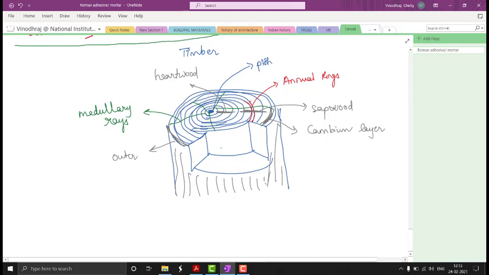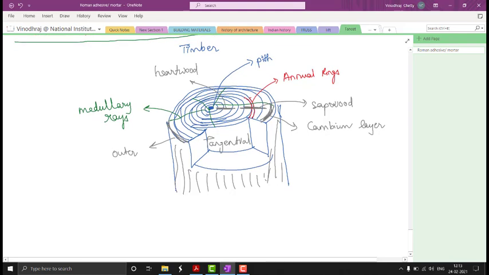So this section of the tree is known as tangential section. And this is a cross section. You might have seen this diagram many times in first year, second year, whenever you have studied BM as a subject, right? Building materials.